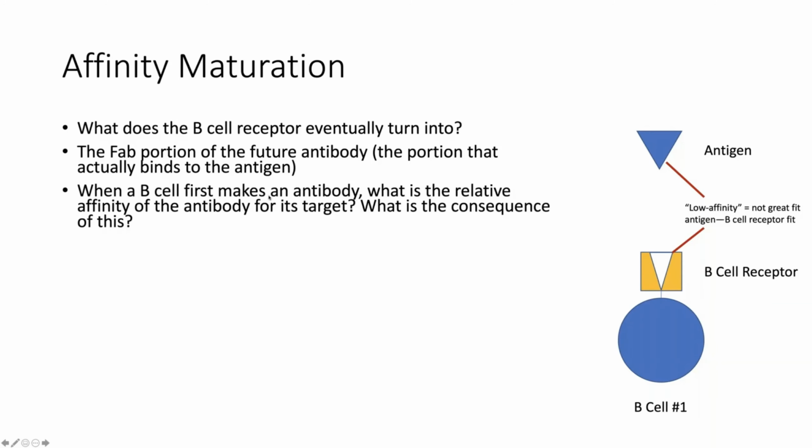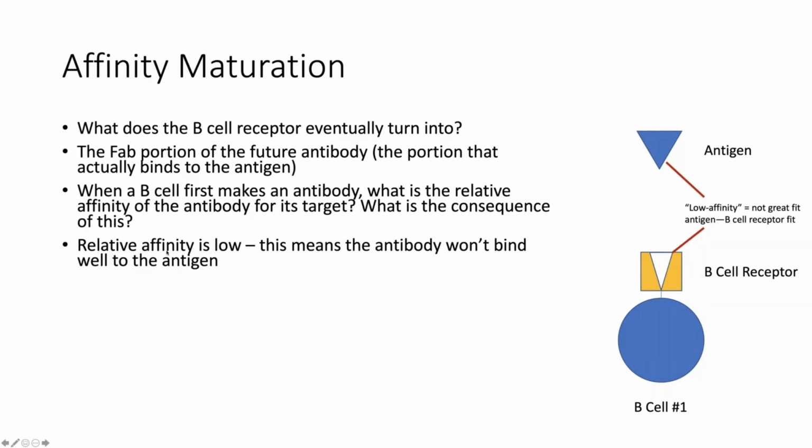So Zach, when a B cell first makes an antibody, what is the relative affinity of the antibody for its target? And what's the consequence of this? In other words, how well does it bind? I would say not so well. Yeah, but it's not great. That's not optimal. Remember, the way your immune system works is that you have to come up with B cell and T cell receptors before being exposed to any pathogen that could recognize any protein antigen in the case of T cells, or any antigen period in the case of B cells. You have to create a whole complement of these cells. So they're not going to be a perfect fit in the beginning. And so the relative affinity is low, which means that the antibody won't bind well to the antigen.